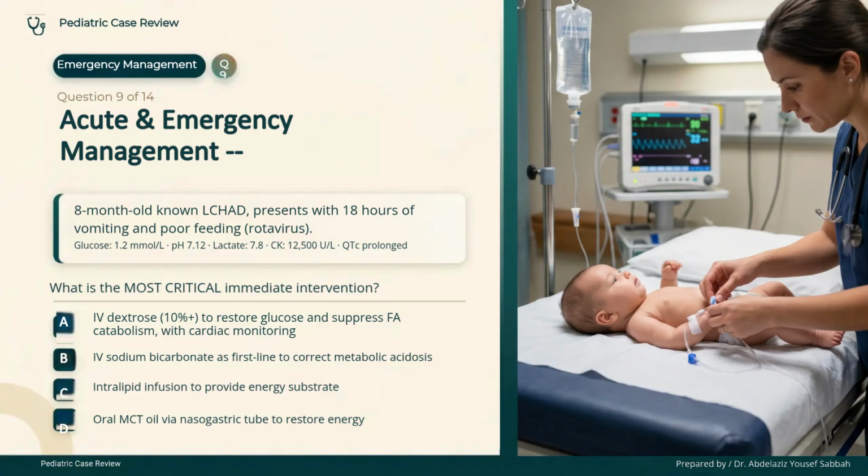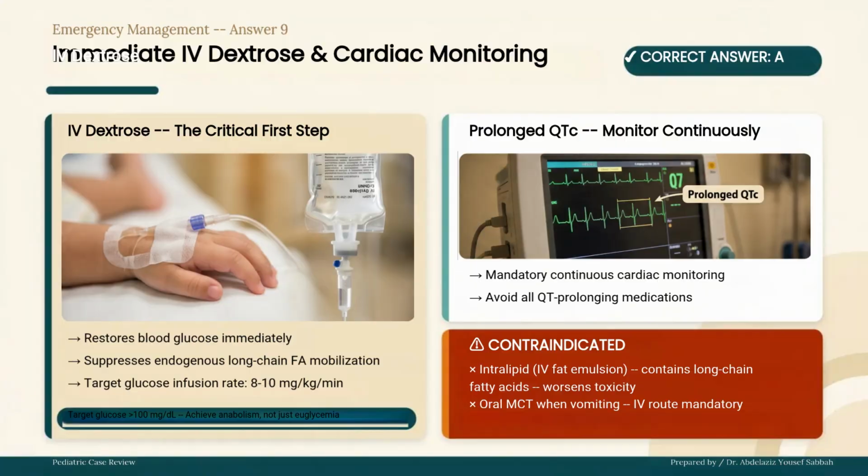Option A, intravenous dextrose, 10% or higher, to restore glucose and suppress fatty acid catabolism with cardiac monitoring. Option B, intravenous sodium bicarbonate as first line to correct the metabolic acidosis. Option C, intralipid infusion to provide an energy substrate. Option D, oral medium-chain triglyceride oil via nasogastric tube to restore energy. The correct answer is option A, immediate intravenous dextrose with cardiac monitoring.